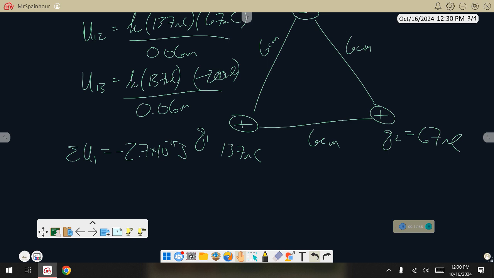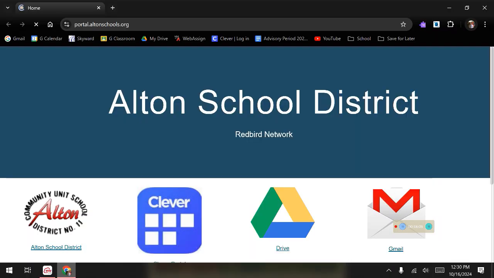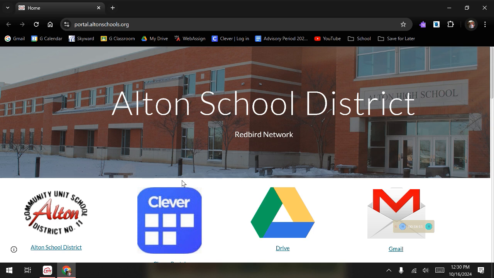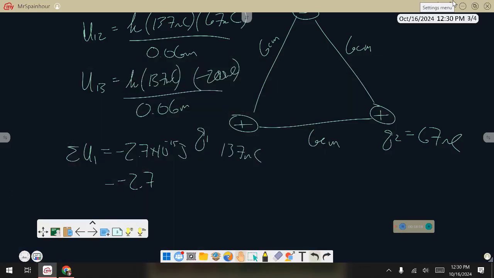Okay, so what I would suggest you do in this case would be negative 2.7. What's negative 15? I know negative 12 is pico. Nano, pico, femto. It's femto. All right, so this would be negative 2.7 femtojoules.